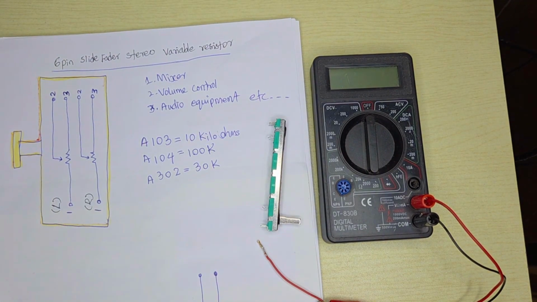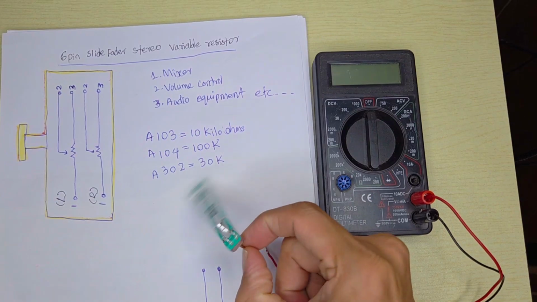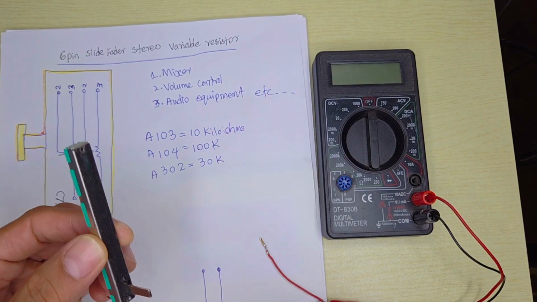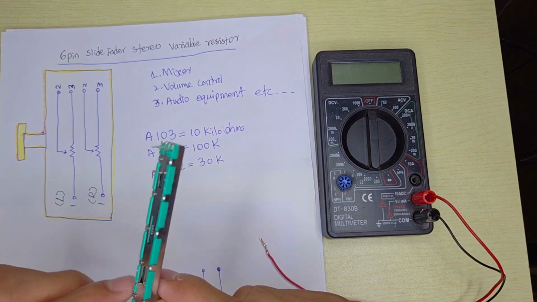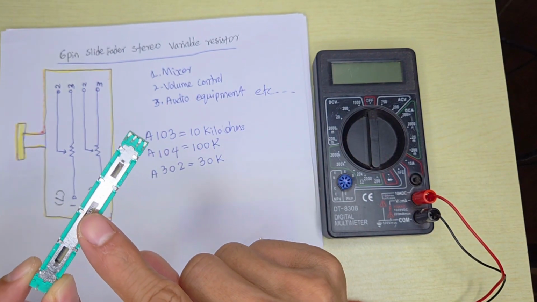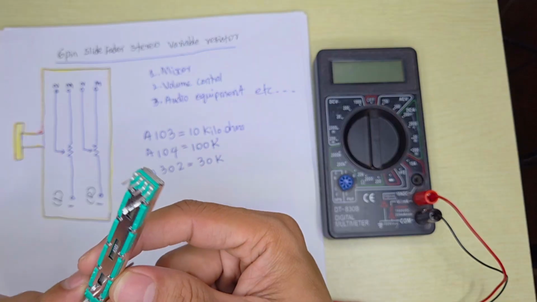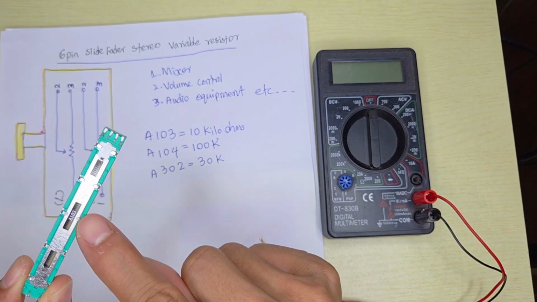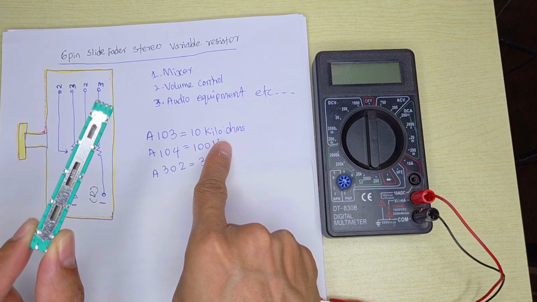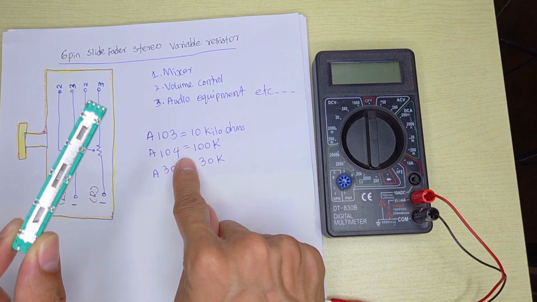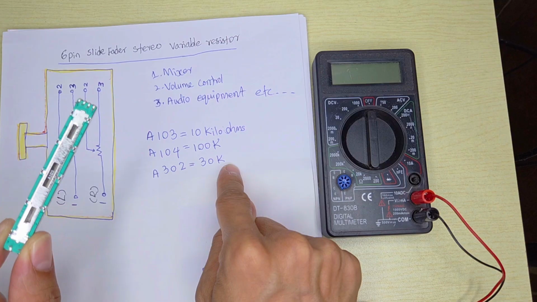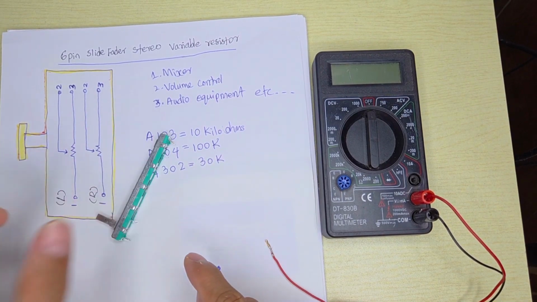So in this video we're going to focus on the long variable resistor, which is a 6-pin. This is a resistor that can change the value from 0 up to the body value, A103. A103 is equal to 10 kilo ohm. If it's 104, it will be equal to 100k, and 302 will be 30k. There are a lot of different types.